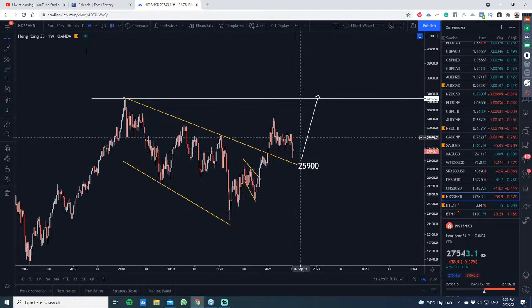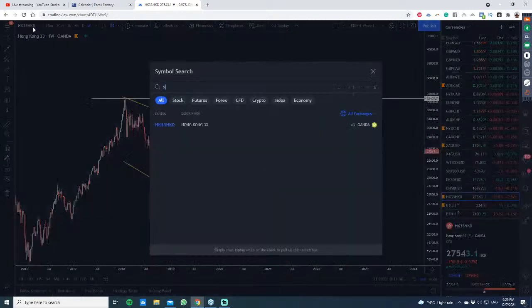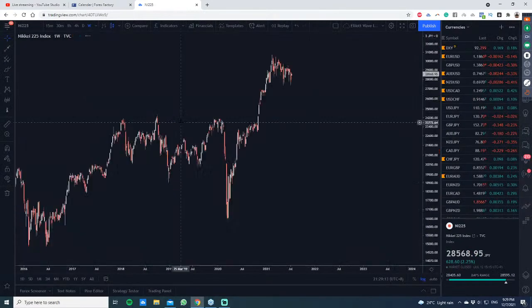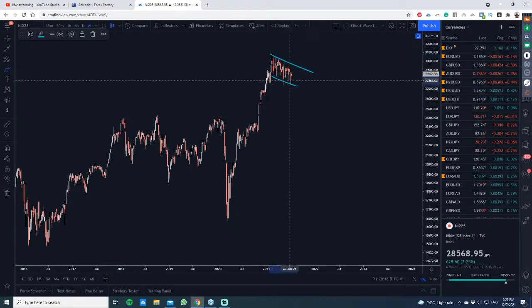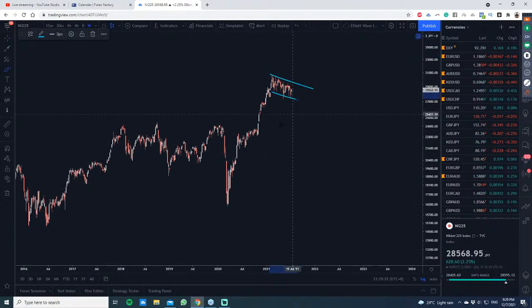The other one, of course, is the Nikkei, which is Japan. That is another one you might want to keep an eye on. Same thing over here, you can see this is the pattern. This is on the weekly, so it's a larger time frame, but the pattern here is very clear. You get this impulse, you get a correction, you expect another high.